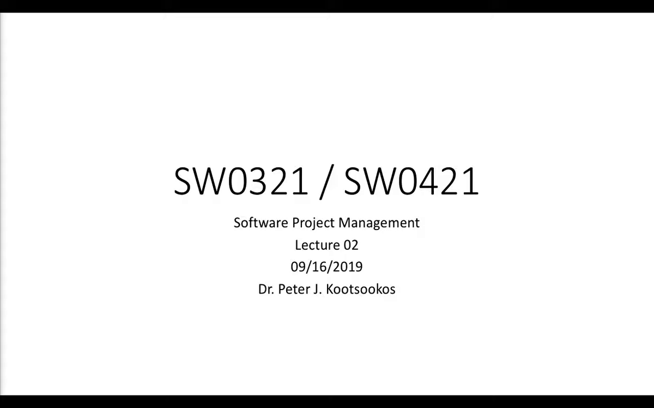So this is the second part of lecture 2 for 321 and 421 software project management at Fairfield University. I'm going to give a top level overview of the traditional project management approach to the 5 process areas, right?